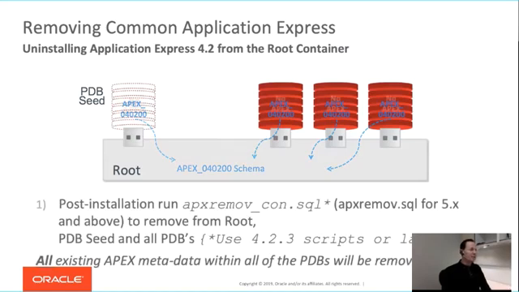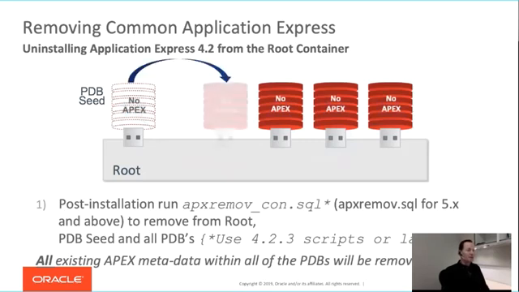We also allowed you to remove the common Application Express from a CDB by running this removal script. And it originally started at apx_remove_con.sql, but then we consolidated these scripts so that you run the same script whether you're connected to CDB$root or a local database or PDB. So what that would do is remove Application Express from everywhere. And so if you were going to do this, you need to make sure that you weren't using Application Express in any of the PDBs.